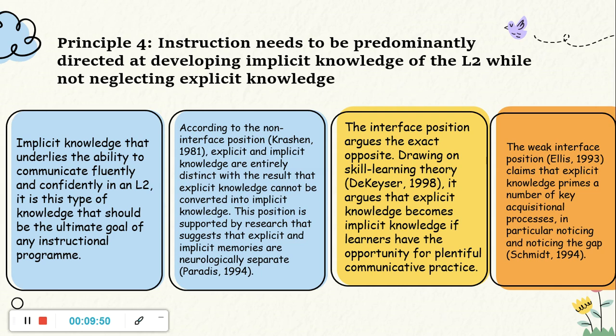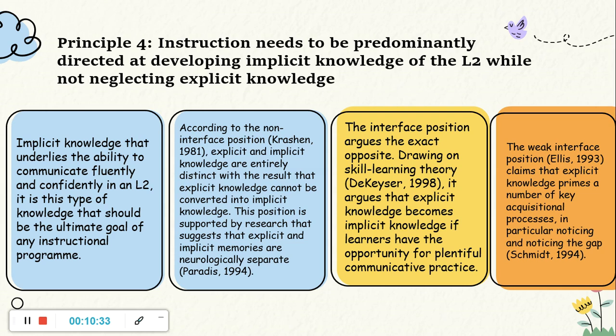According to the non-interface position by Krashen in 1981, explicit and implicit knowledge are entirely distinct, with the result that explicit knowledge cannot be converted into implicit knowledge. This position is supported by research that suggests that explicit and implicit memories are neurologically separate. This is by Paradis, 1994. According to them, they don't believe that explicit learning will be related.